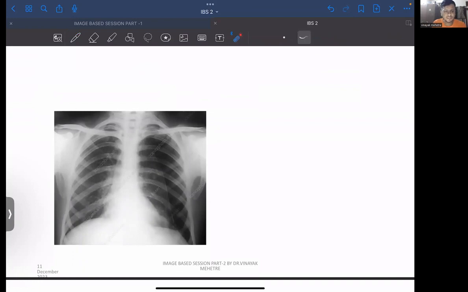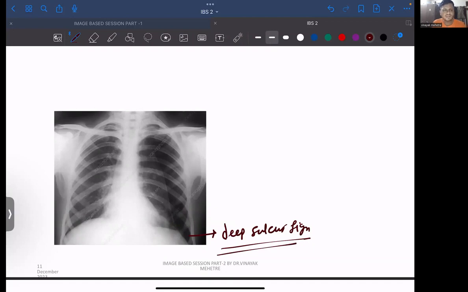I have shown you the normal X-ray. CP angle ऐसा होता है. Over here, CP angle is not even present on the X-ray. So what has happened? CP angle is going down. इसी को हम बोलते हैं deep sulcus sign. क्या बोलेंगे हम इसे? Deep sulcus sign.